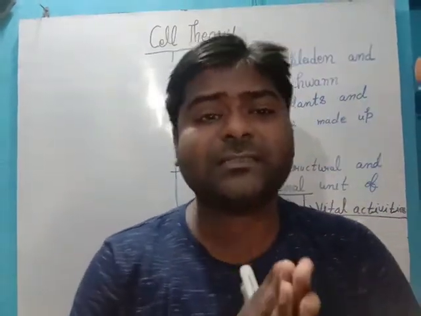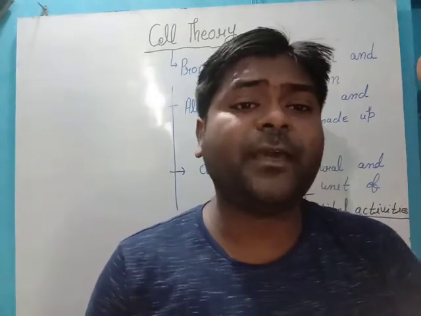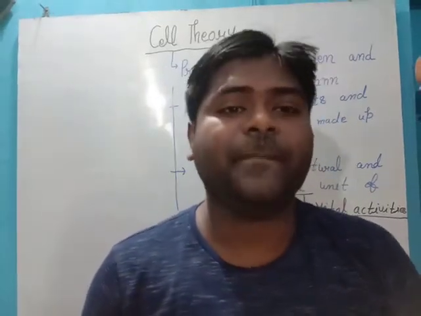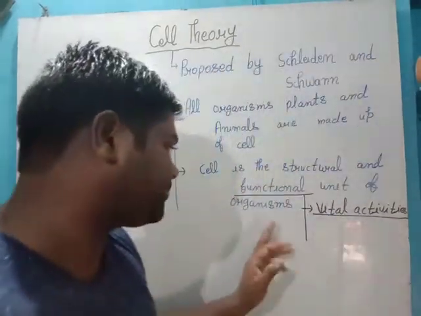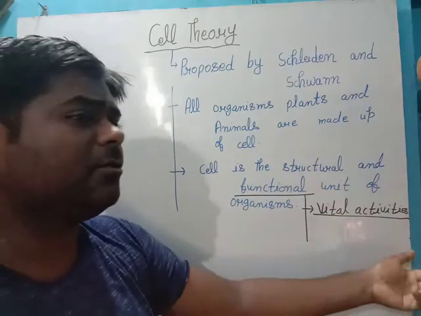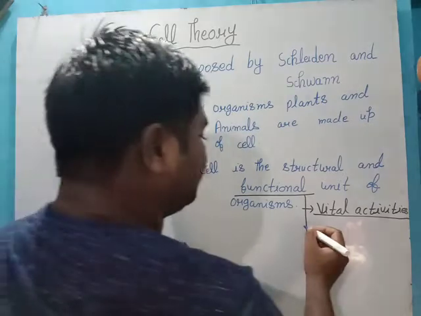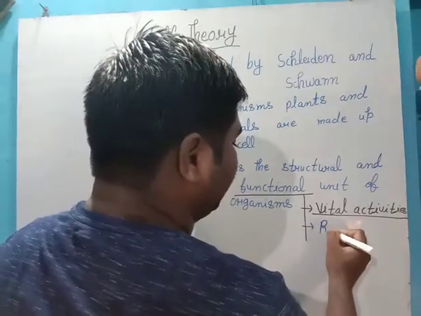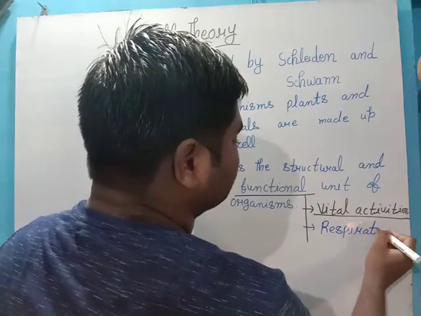Life processes are those processes by which we have the existence of life. Those life processes are performed by the cell. So we can use this word vital activities, and we can also write life processes. Let's take a few examples of life processes. We have respiration, that is a functional unit.